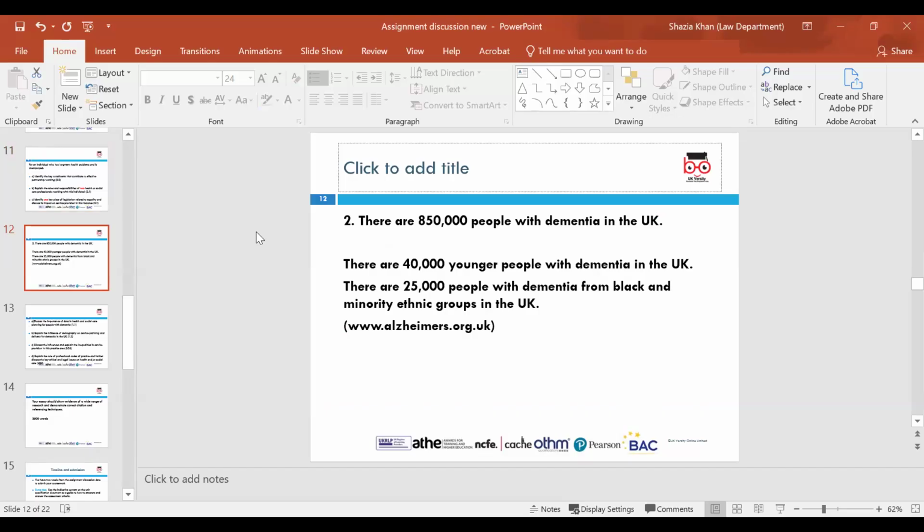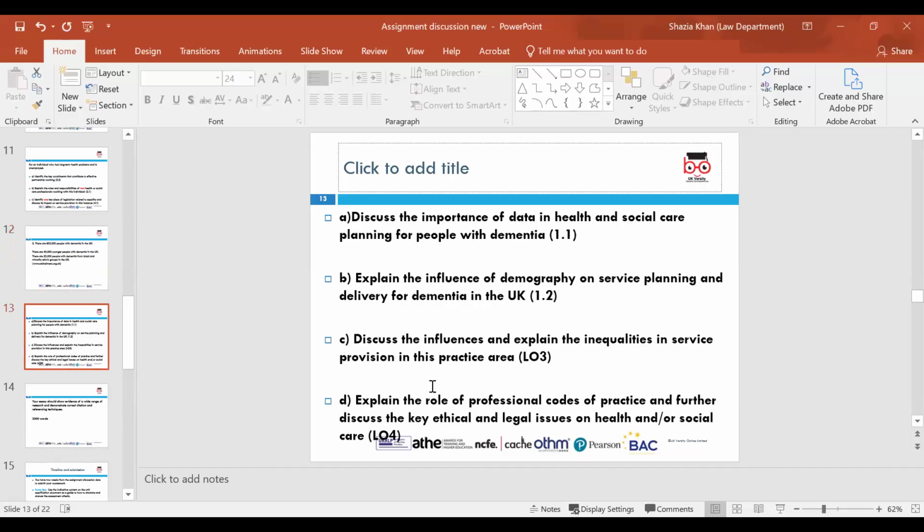There are 850,000 people with dementia in the UK. There are 40,000 younger people with dementia in the UK, and there are 25,000 people with dementia from Black and ethnic minority groups. And that was off alzheimers.org.uk. So how many things do you have to do here? 1, 2, 3, 4. Okay, excellent.